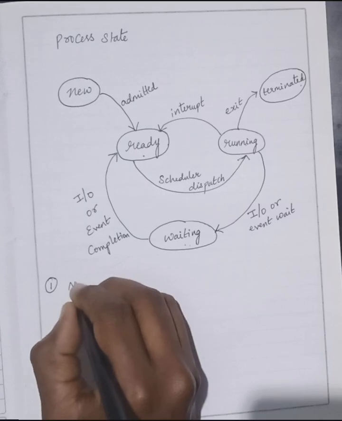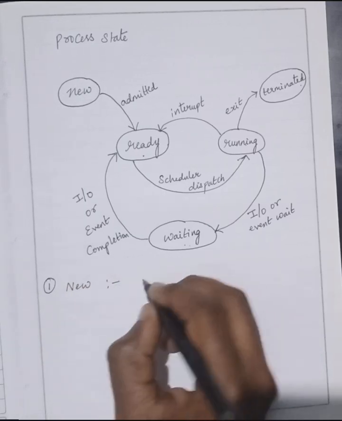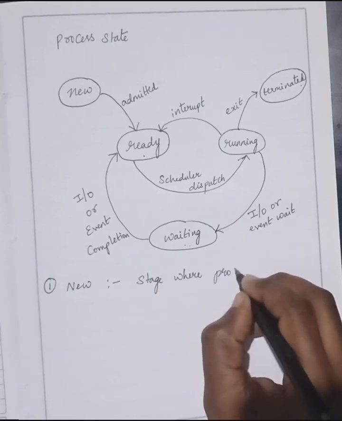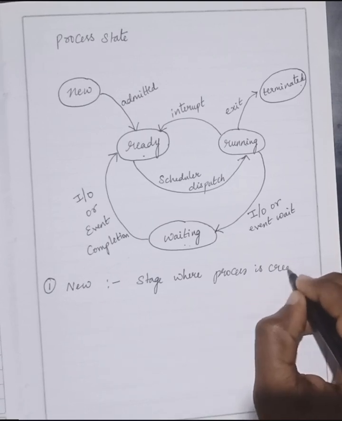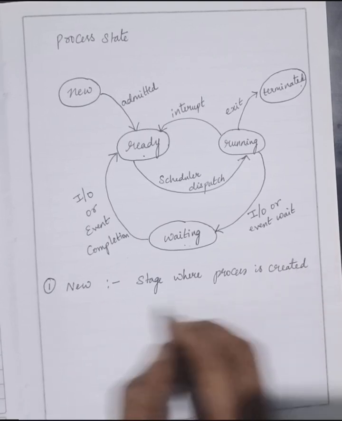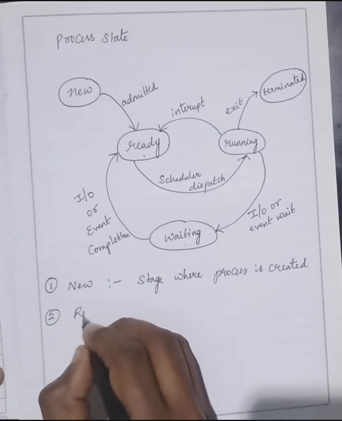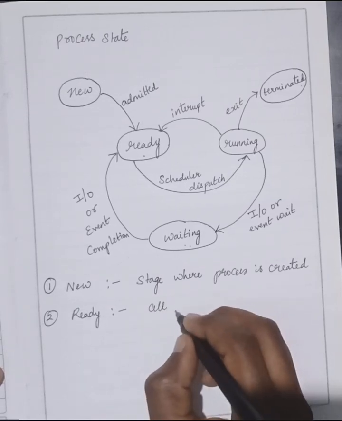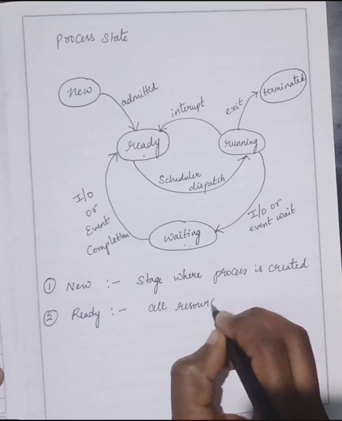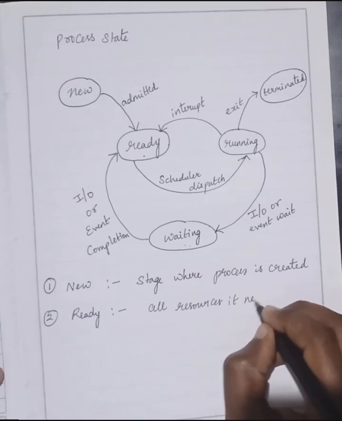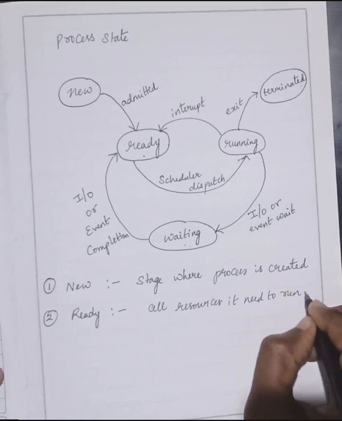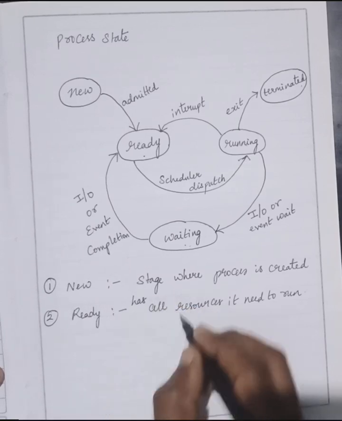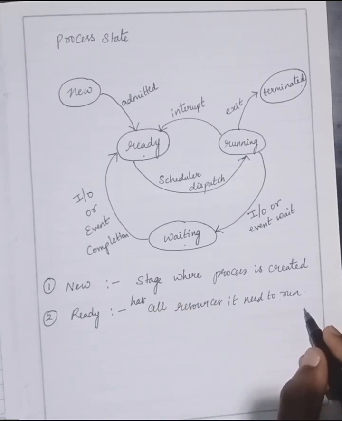First we'll see the new state. New state means the stage where the process is created. Whenever the process is created, we call it the new state. Then the ready state. When it goes to the ready state, it means all the resources it needs to run got allocated. Whenever it has all the resources needed to run, then it goes to the ready state.